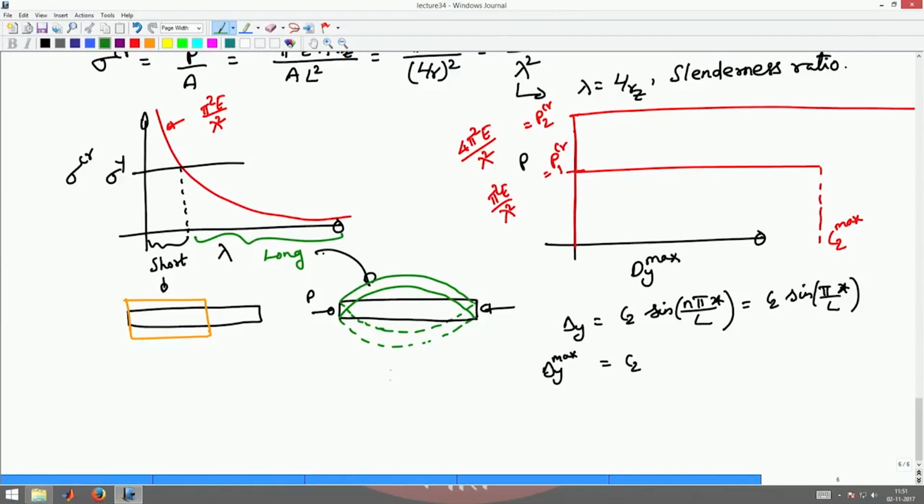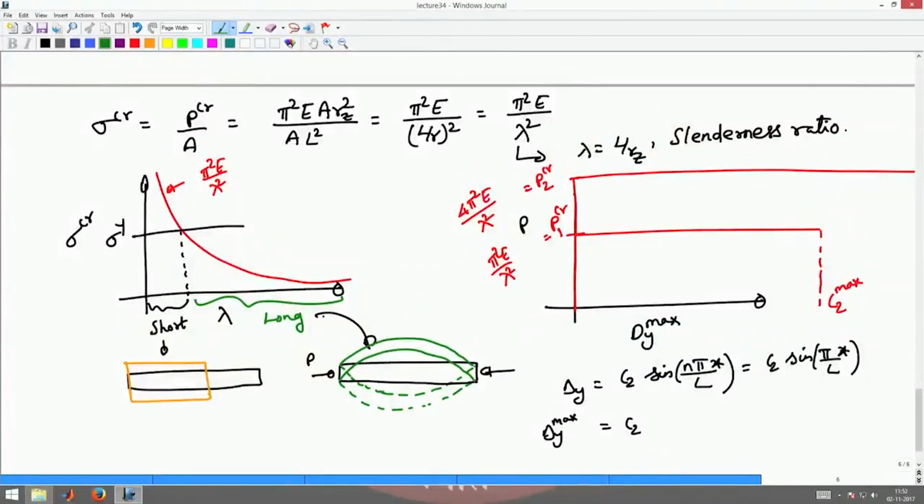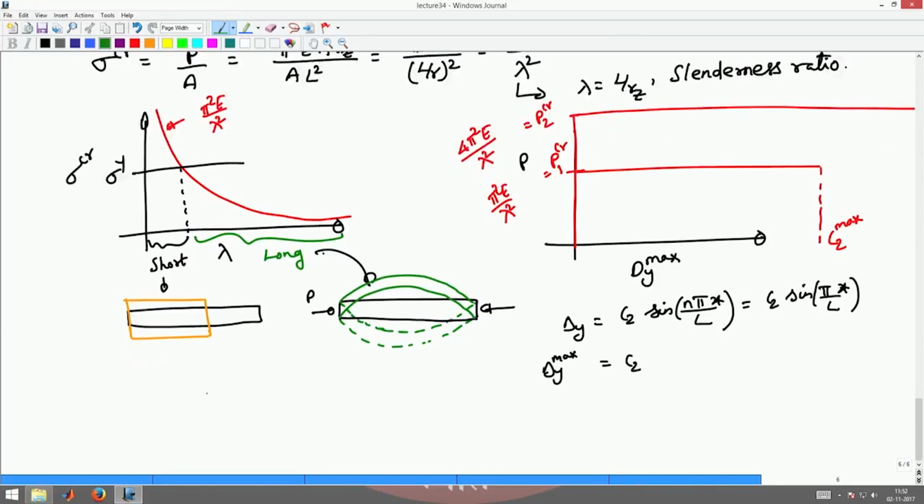But whether it will deflect along y or z depends upon the slenderness ratio. We found that for a simply supported beam, the critical load is pi square E by lambda square, where lambda was L by R z, where R z is the radius of gyration about the z axis. On the other hand, I can similarly define a radius of gyration about the y axis, L by R y, this will be lambda y. The above expression is lambda z, that is L by R z.